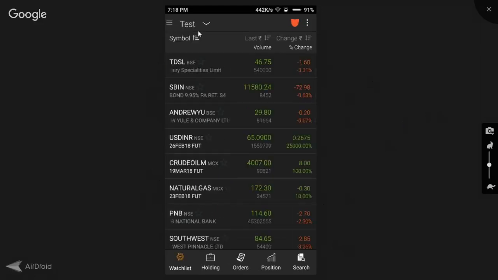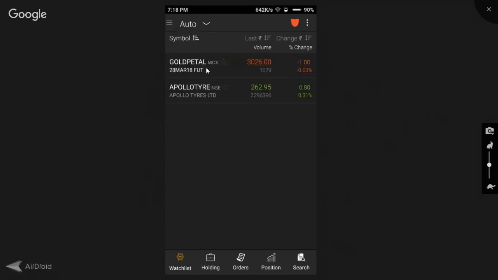We go to test, we remove that, we take the one which we want, which is auto, and now we go to gold petal. Now, how do I place an order? I touch the script. After touching it, I see three options: T, Q, and the chart. T is for trade, Q is for quote, and finally the three lines is basically for chart. So you can look through all these details and choose what you want to do.